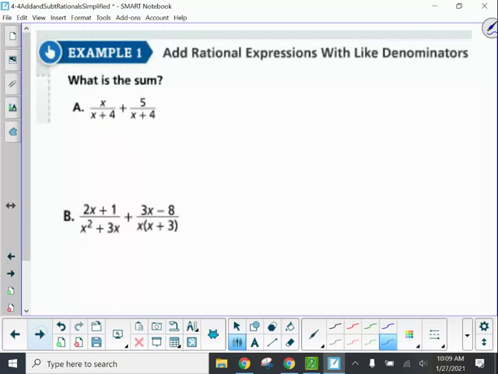So we're going to use the same rules that we did whenever you add fractions together that don't have letters in them. They do have to have the same denominator in order to add or subtract the numerators.